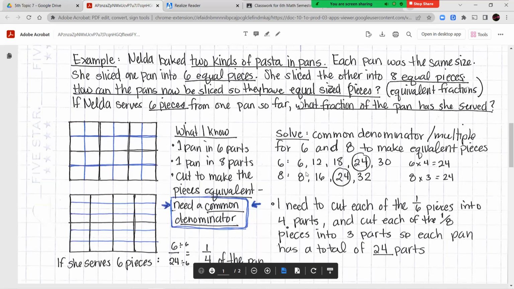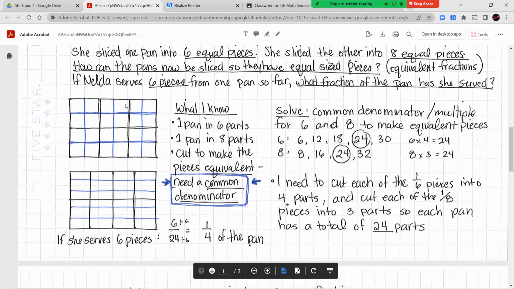Now, how do I get from 8 to 24? Well, 8 times 3 is 24. All right, cool. That means each one of these 8 black pieces is going to be cut into 3 parts. So the top pan has 24 pieces. The bottom pan also has 24 pieces.